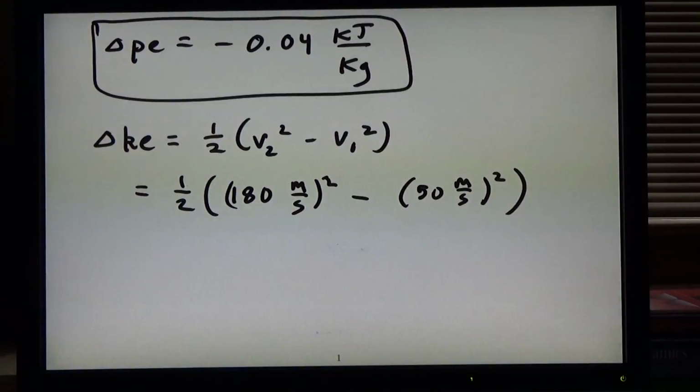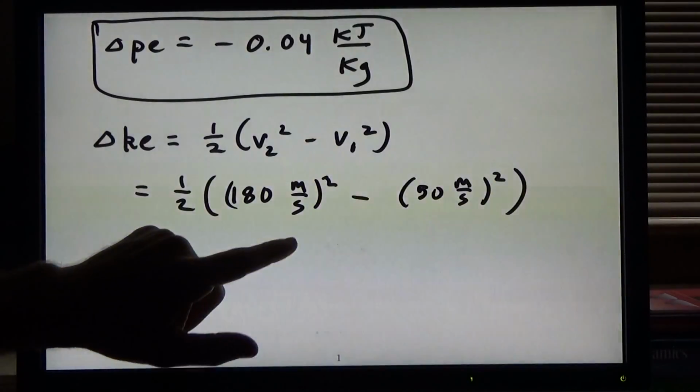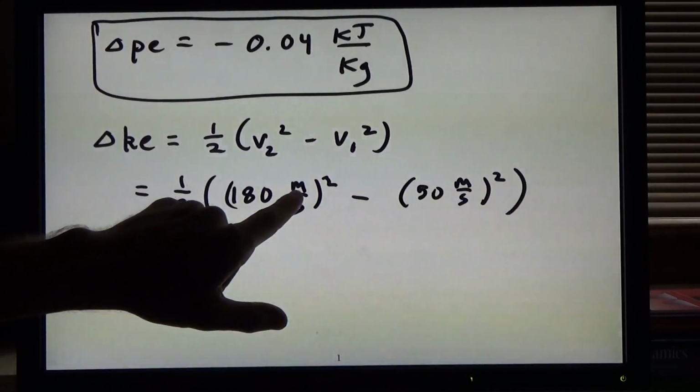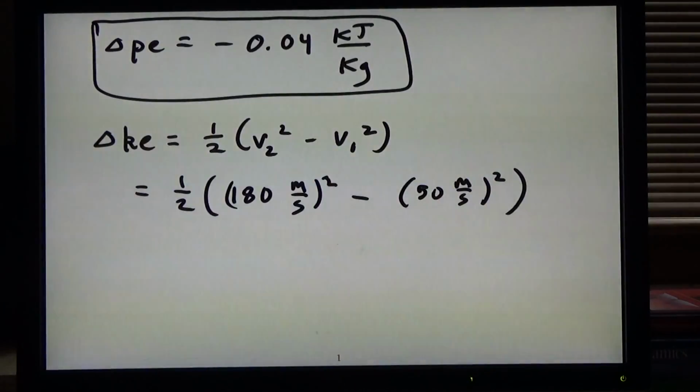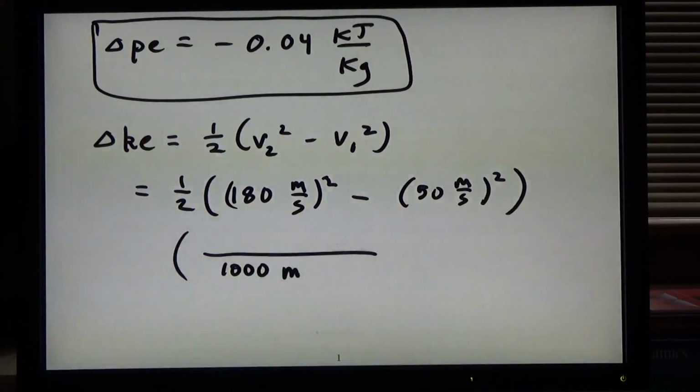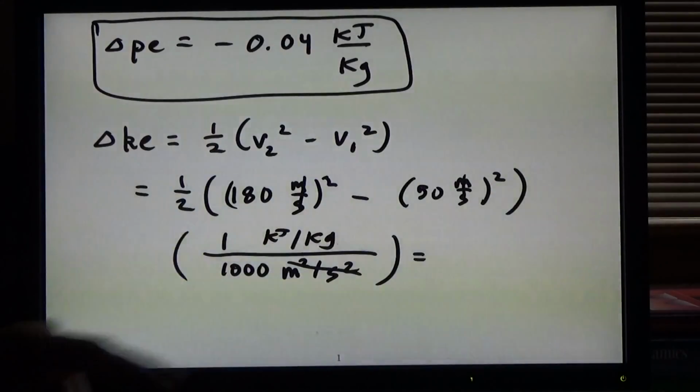Anytime we have velocity in the equation, we've got to be careful with the units. I said this before with the diffuser example. Here we have velocity in the equation, and our units turn out to be meters squared per second squared. So we also want to multiply this by our conversion: 1,000 meters squared per second squared is 1 kilojoule per kilogram. That cancels out the units here, and we'll get back our answer in kilojoules per kilogram.